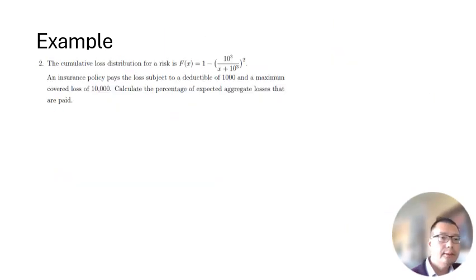Let's look at another example. The cumulative loss distribution for a risk, Fx, is this. An insurance policy pays the loss subject to a deductible of 1,000 and a maximum covered loss of 10,000. Calculate the percentage of expected aggregate loss that is paid.